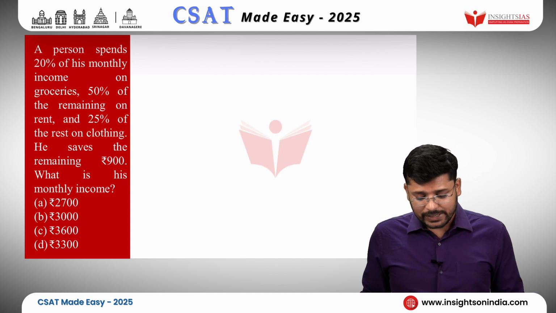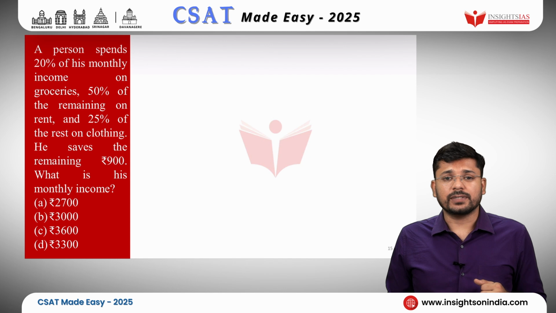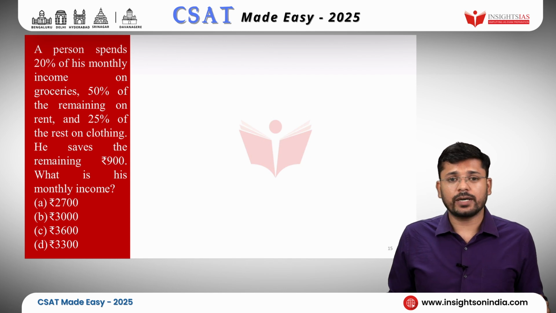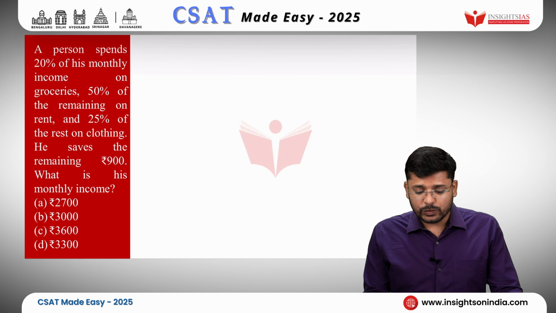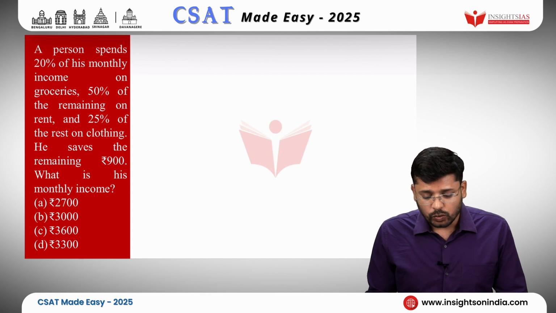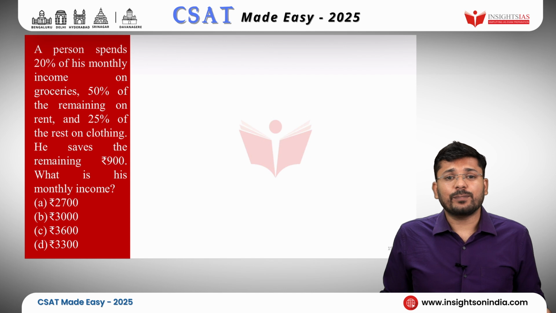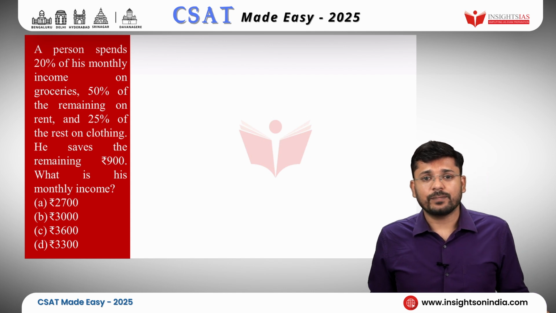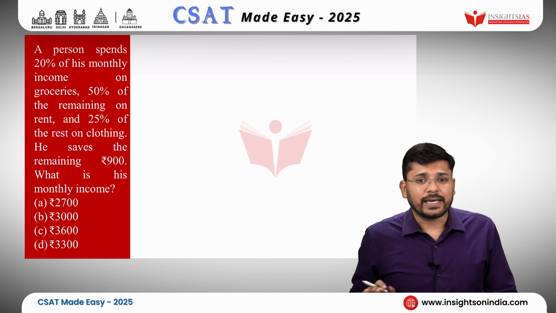Wow, look at the percentage numbers that they have given us. 20%, 50%, 25%. If you add them, how much do you get? 20% plus 50% is 70. 70 plus 25 is 95. So, is it that he is spending 95% of the salary and the remaining 5% is 900? No, that is not the case here.